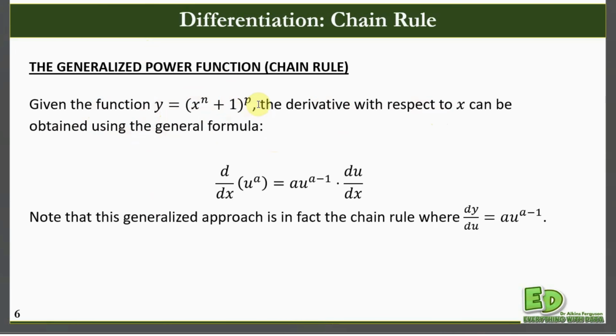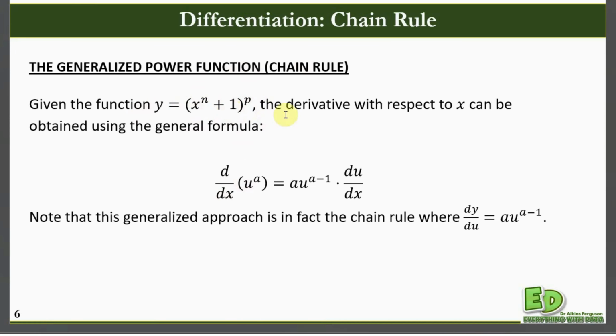right? So bring the power in front of the function, (x^n + 1), reduce the power of p by 1, multiply by the differential of what is in the bracket, x^n + 1. Bring the power in front of the function, reduce the power of p by 1, multiply it by the differential of what is in the bracket here, x^n + 1.